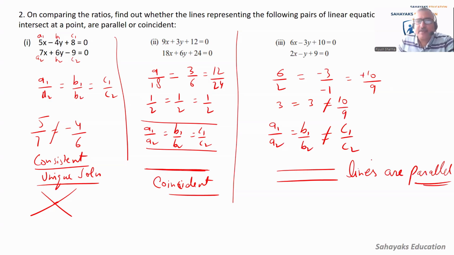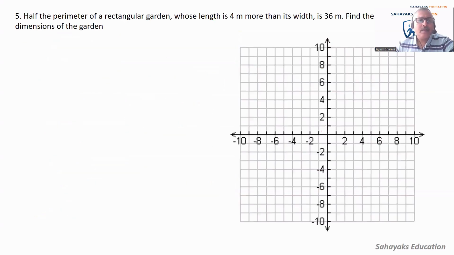Okay. So this kind of question will come in the exam. It's a 1 or 2 marker question. You can expect it in boards. Okay, another question. Half the perimeter of a rectangular garden whose length is 4 meters more than its width is 36. Find the dimensions of the garden.